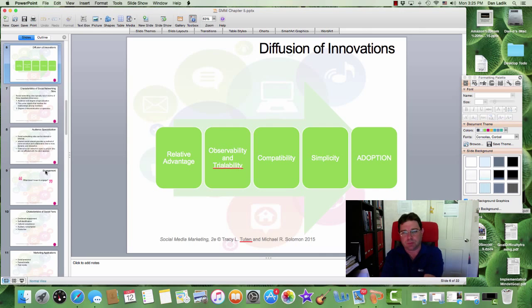Diffusions of innovation. I'm trying to remember why this is in the chapter, but regardless, the diffusions of innovation is a theory by Everett Rogers. And if you want something to be adopted quicker, you should understand these 4 principles. Now, adopt means use, okay, in business terms, not adopting like a little child. Adoption means you purchase and use, okay?